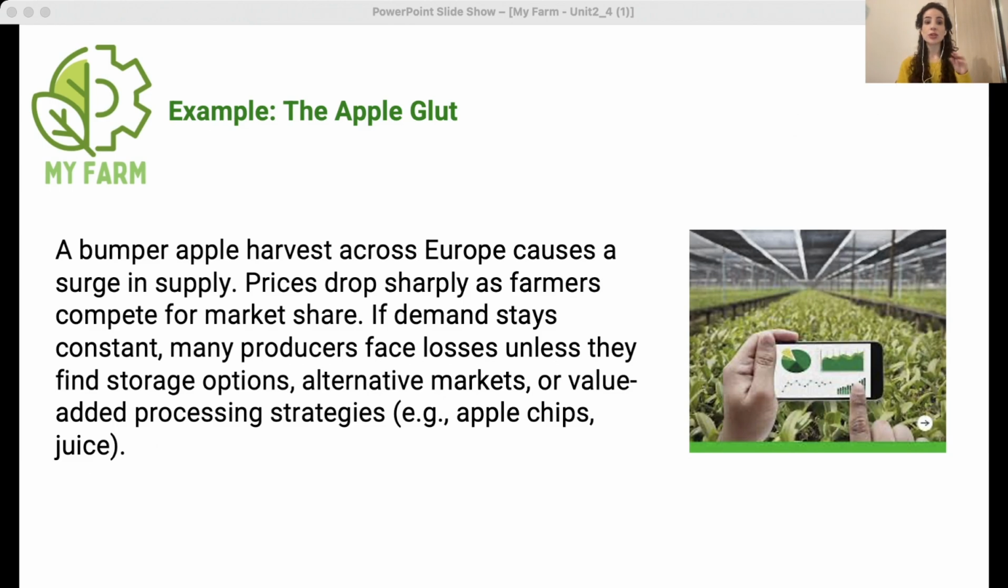Producers who manage to cope with these situations are usually those who adapt quickly. Some invest in storage facilities to delay selling until prices recover. Others process apples into juice, cider, or dried products, reducing dependence on fresh market prices. These value-added strategies help to stabilize income and reduce exposure to price volatility.